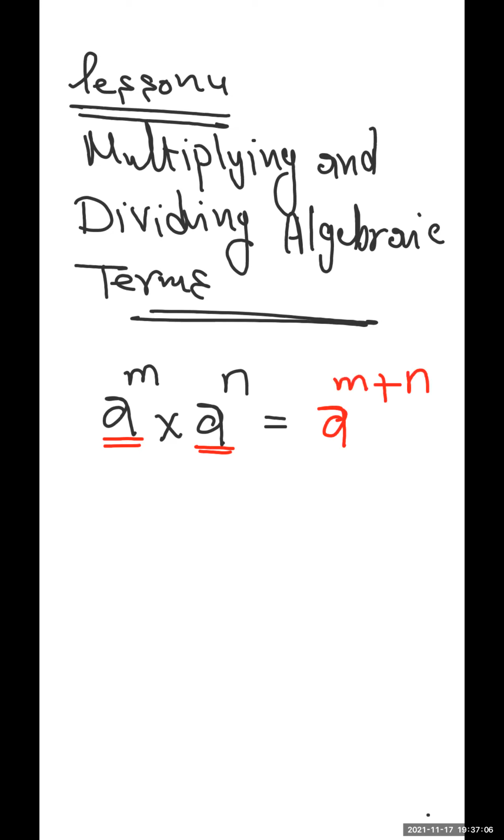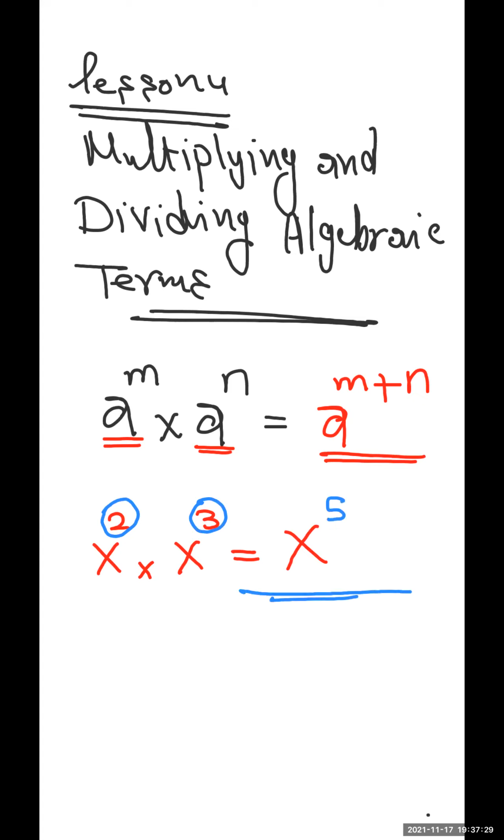So simply, for example, if I want to multiply x to the power 2 times x to the power 3, we will apply the same rule. It will equal x, the same base, and now we will add the powers 2 plus 3, so x to the power 5. Okay? Another example, a numerical one: 2 to the power 2 times 2 to the power 3 will equal 2 to the power 5. 2 plus 3, 5.